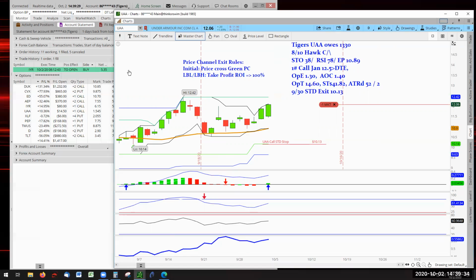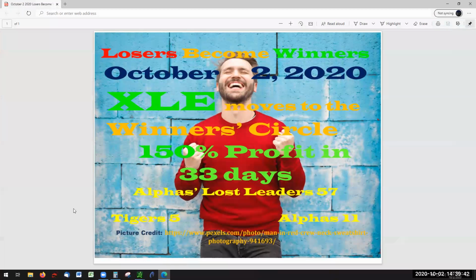Okay, well, everybody else is lagging behind, so that does conclude today's report for Losers Become Winners with XLE moving to the winner circle, paying its full payback for its owed, exiting at 150% in 33 days. Tigers 5, Alphas 11.